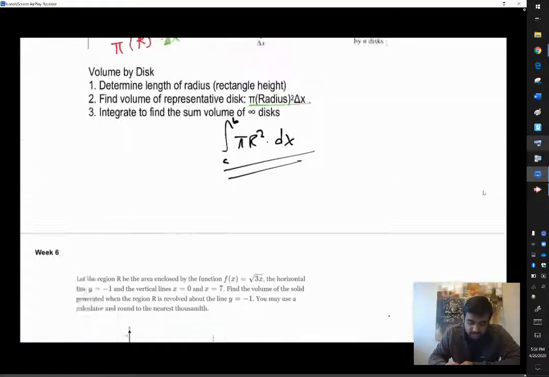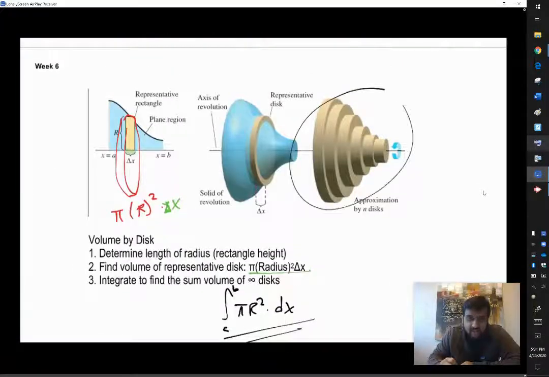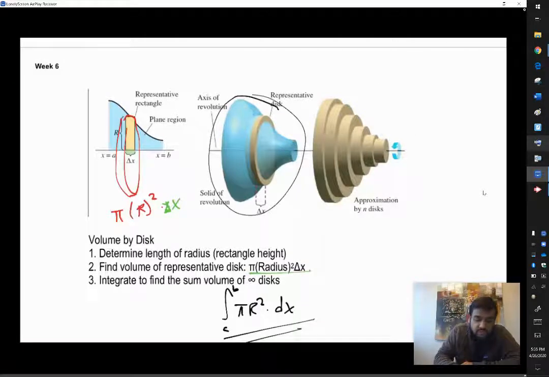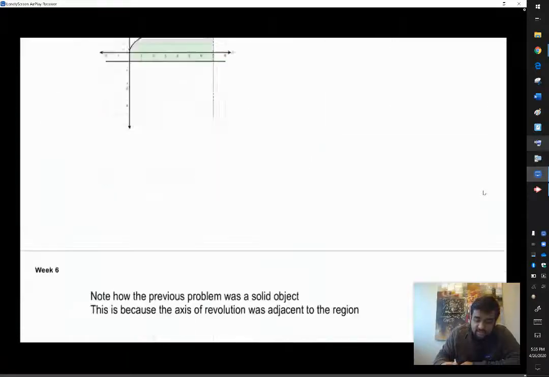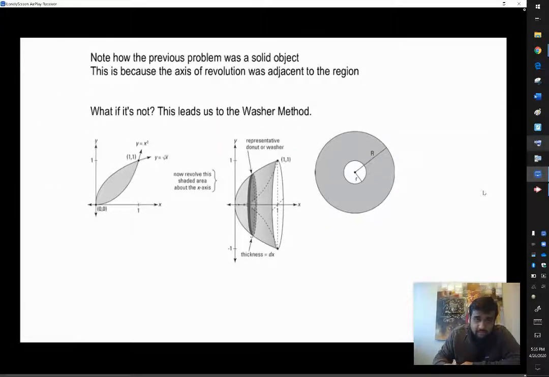So the previous problem makes a solid with an approximation and an exact value when you do an integral. Not all objects that we can consider have to necessarily be solid. Some of ours can be hollowed out as well.